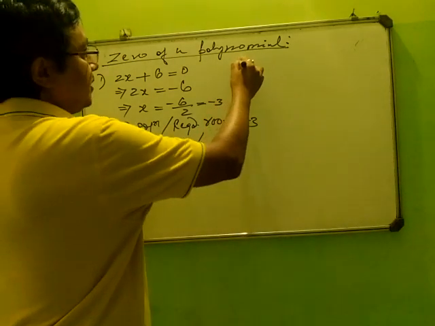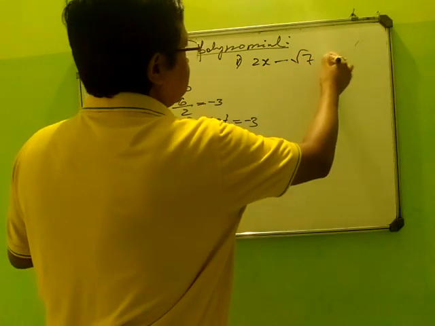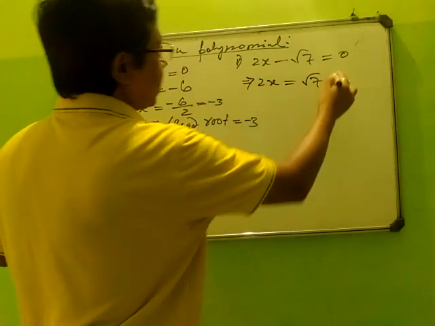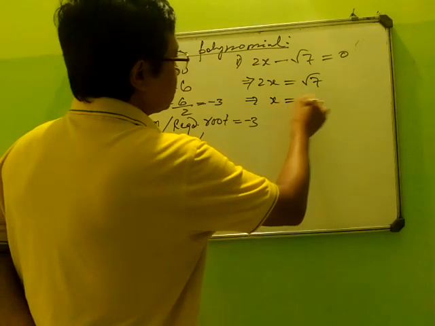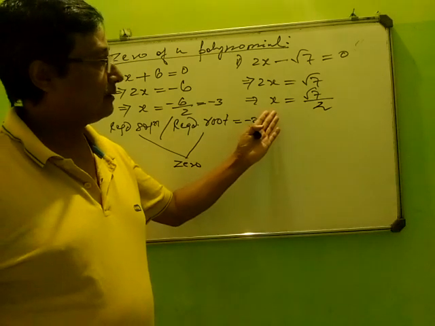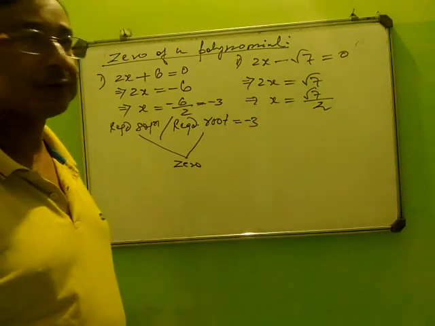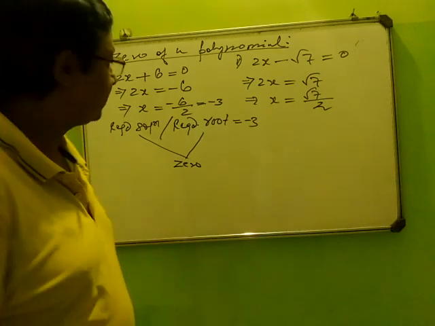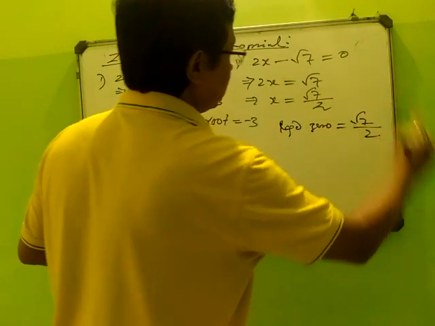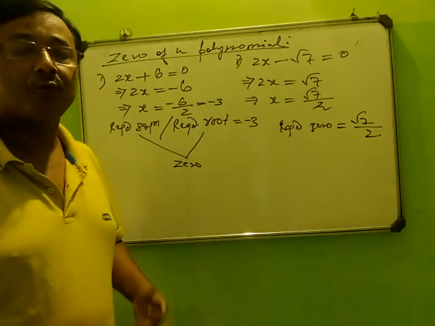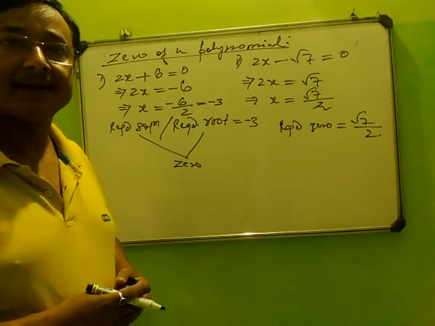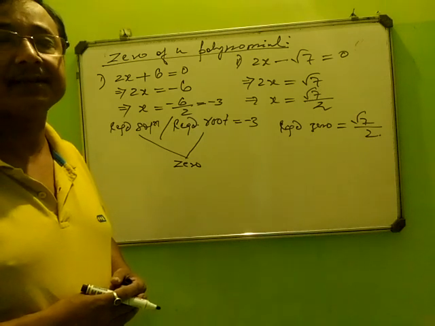One more you take. Say you take 2x minus root 7 is equal to 0. Solve it. 2x equals to root 7. So here x equals to root 7 divided by 2. So you say like the required solution or the required root. This also now you can say as the required zero is root 7 by 2. That means by solving the equations, whatever the value of the variables you get, that will be called the zero. So normally you have said the solution or the root, and this now you will call it as the zero of the polynomial.